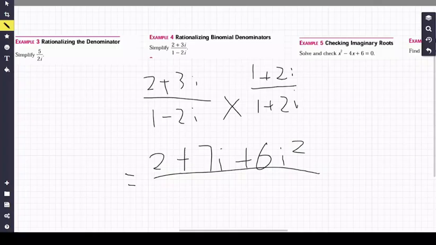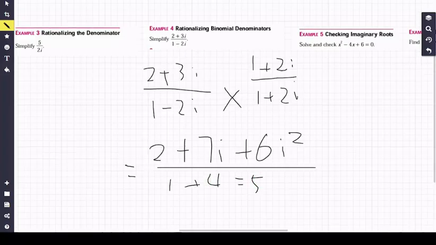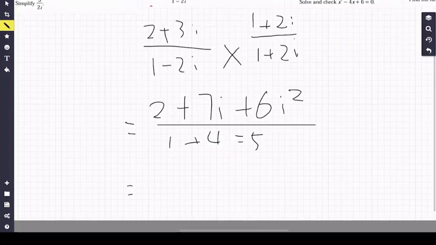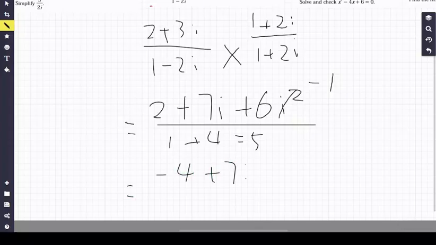And then the bottom is going to be a difference of squares. So you're going to do 1 minus 2I times minus 2I. That's going to be minus 4I squared, and that's going to be plus 4. So plus 4, that's going to give you 5. And then we collect the like terms at the top. This is a -1, by the way. So that's -6. So 2 minus 6, -4, plus 7I, all over 5. And that is our answer for this question.